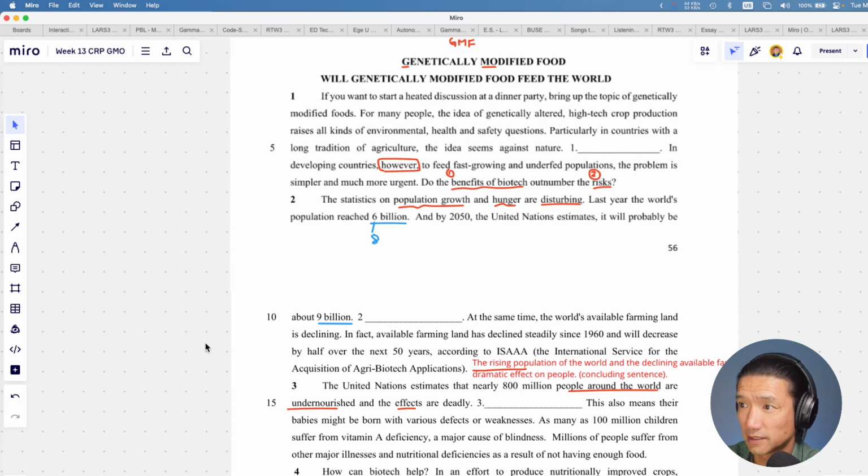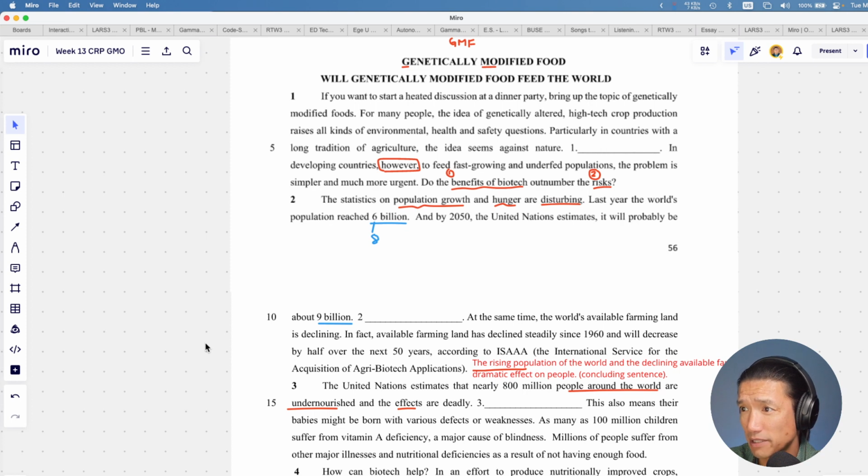The statistics on population growth and hunger are disturbing. Last year, the world's population reached 6 billion, or 8 billion people. And by 2050, the United Nations estimates it would probably be about 9 billion, 9.7 billion. At the same time, the world's available farmland is declining. In fact, available farmland has declined steadily since 1960 and will decrease by half over the next 50 years.